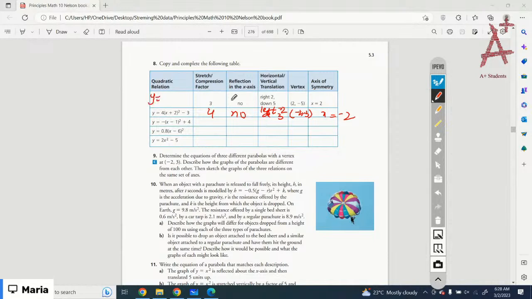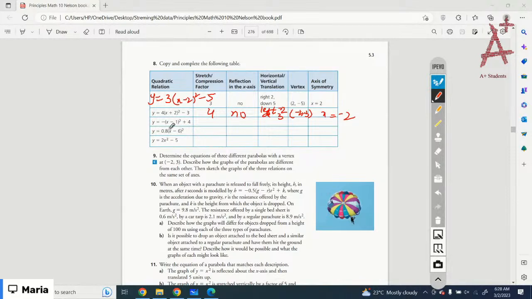Okay, you have to write down the equation for this one. It would be y equals, this is the compression 3, no reflection, write down. So it would be (x minus 2) whole square and then 5 units down. So it would be minus 5. That is the equation for the first row.